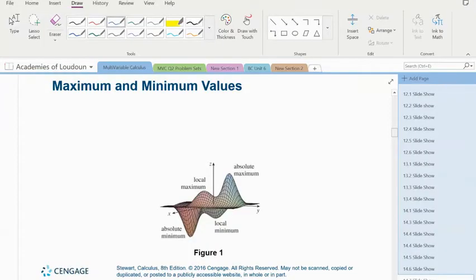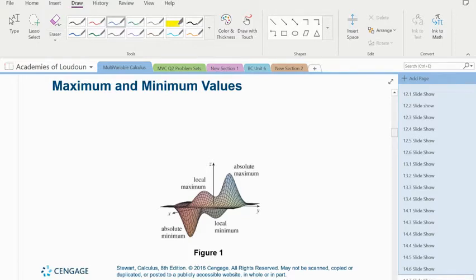Okay, so this is Unit 3, Section 14.7, Maximum and Minimum Values. In this section, we're going to see how to use partial derivatives to locate maxima and minima of functions of two variables. So look at the hills and valleys in the graph of f as shown in Figure 1.